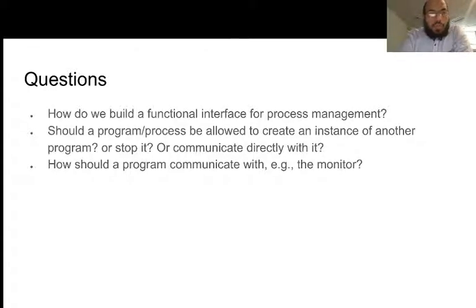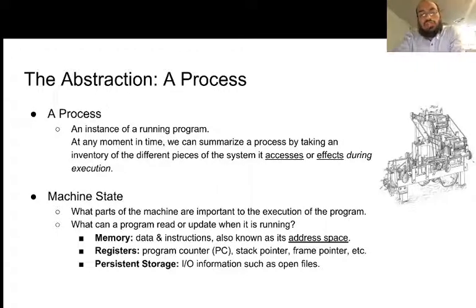So here are a few questions. How do you build a functional interface for process management? As you see in this slide, you basically will have multiple processes based on the number of programs that you're running. Each instance of a program is a process basically. Every single thing that you're running is a process in essence.